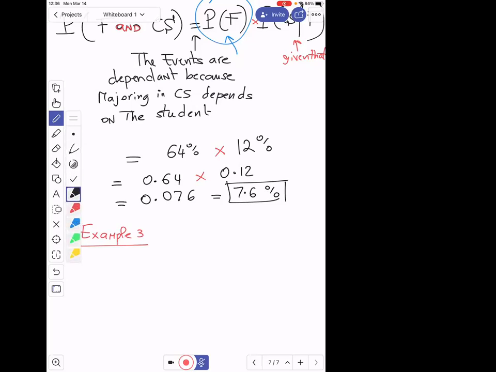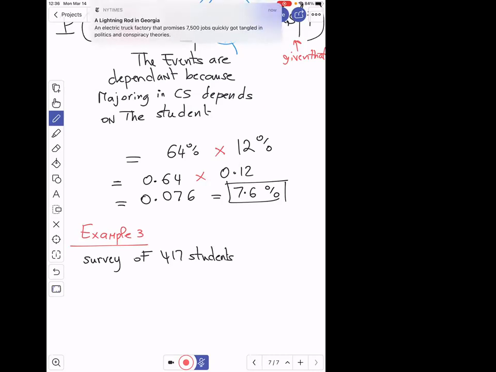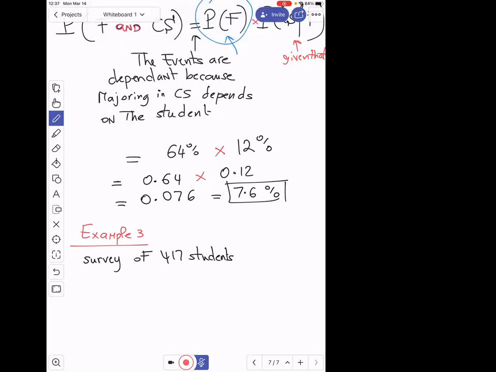So we have 417 students. This is a survey of 417 students regarding satisfaction with the student government and the class standing. So we have the results, right?